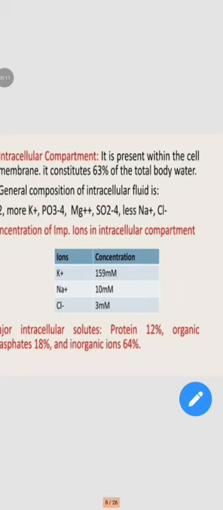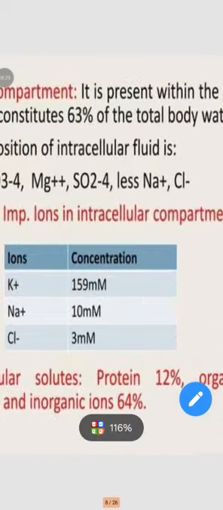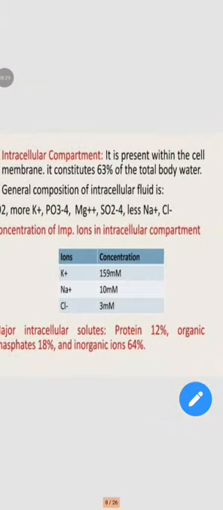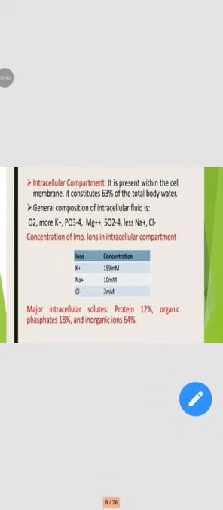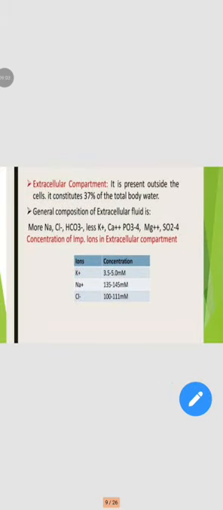These ions' concentrations: K+ 159 mM, Na+ 10 mM, and Cl- is 3 mM. So the major intracellular solutes: protein 12%, organic phosphates 18%, and inorganic ions 64%.